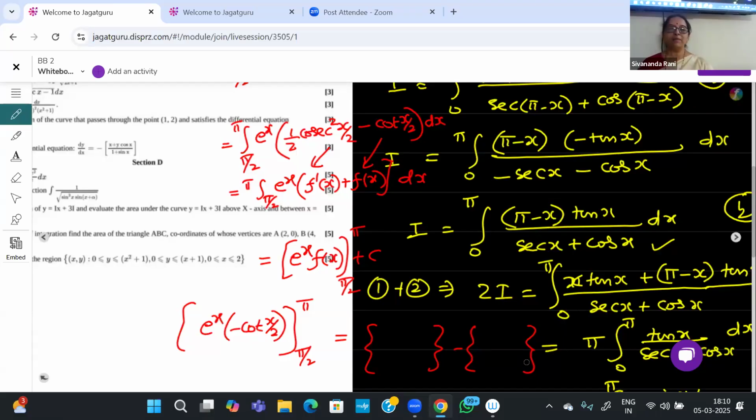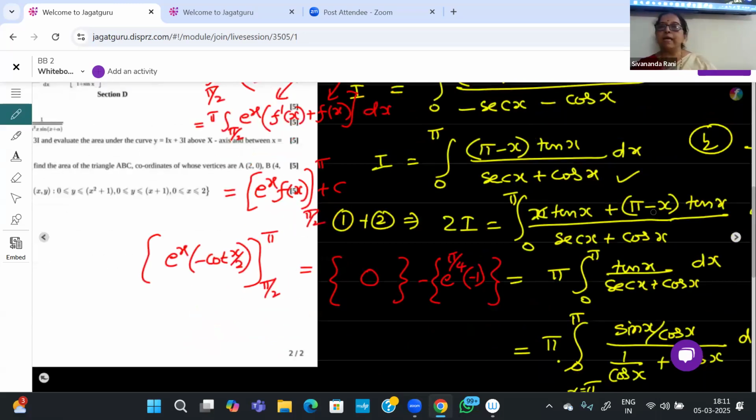Who remembers what is cot pi by 2? Cot 90? 0. Very good. So upper limit collapses. Lower limit, pi by 2, isn't it? So x by 2 will be pi by 4 and cot pi by 4, cot 45, that's 1. So e power pi by 4 into minus 1. That's what it is in the lower limit. But there is a minus sign outside. So minus of minus becomes plus. So it is e power pi by 4.